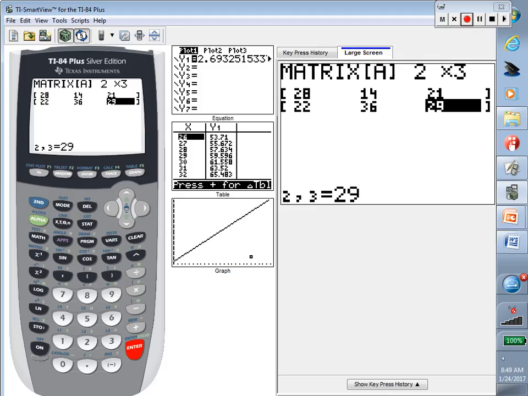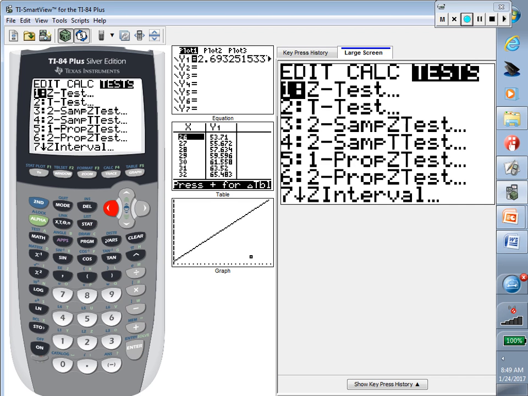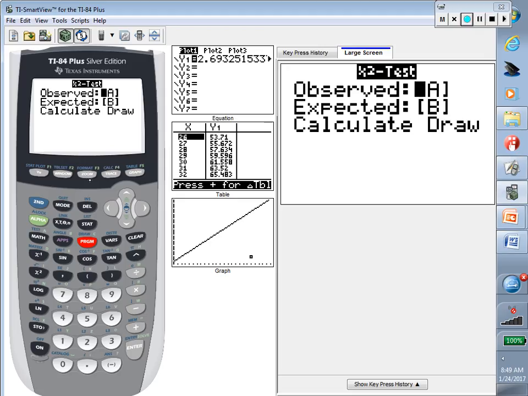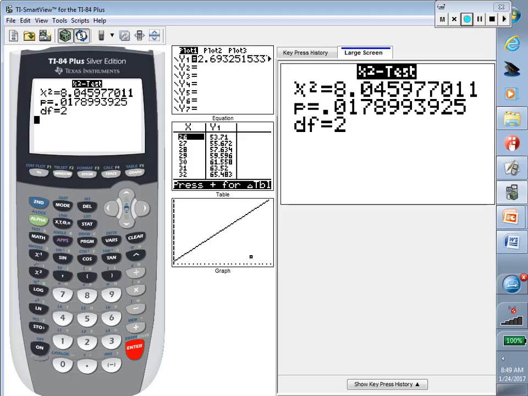Again, just do that quick double check. Does my matrix match my table? Do I have the right values in the right spots? Stat, tests, alpha, program key gets me C, observed in A, expected in B. Our test value, 8.046.